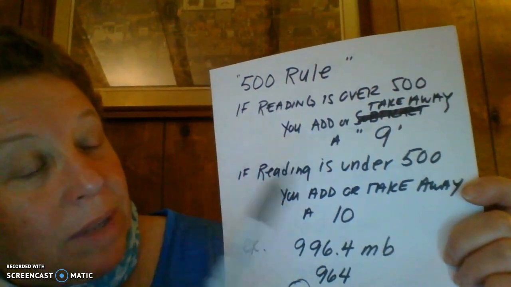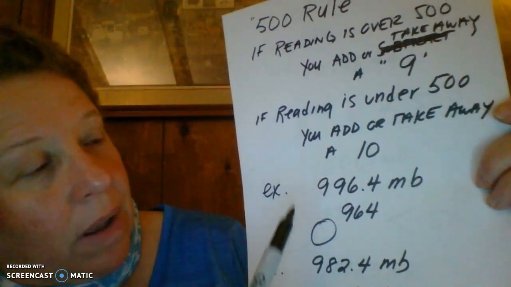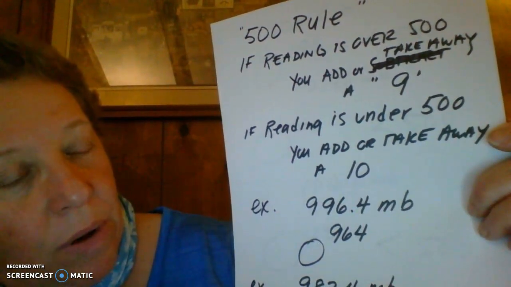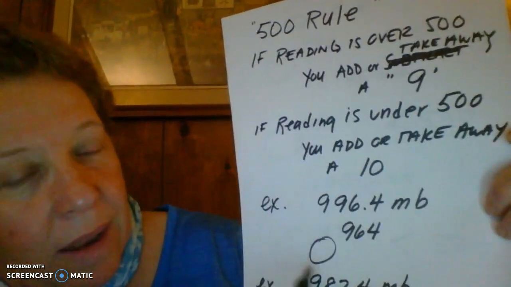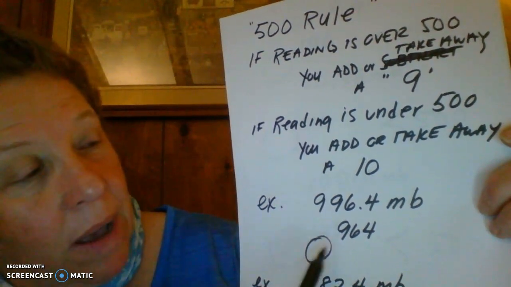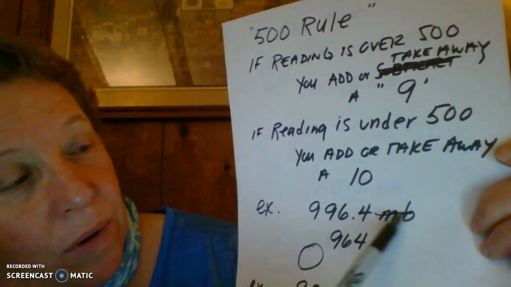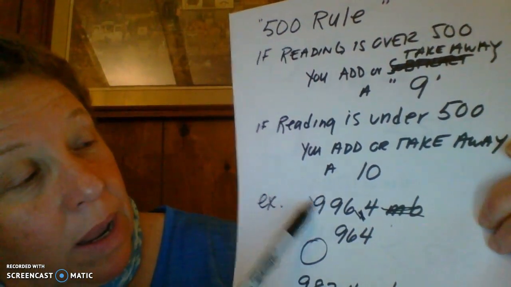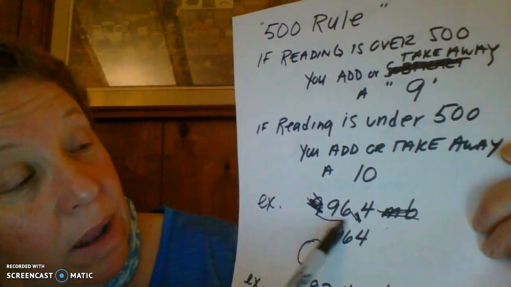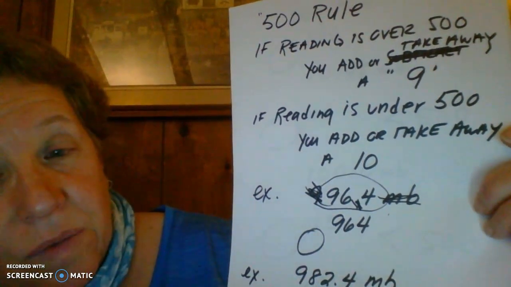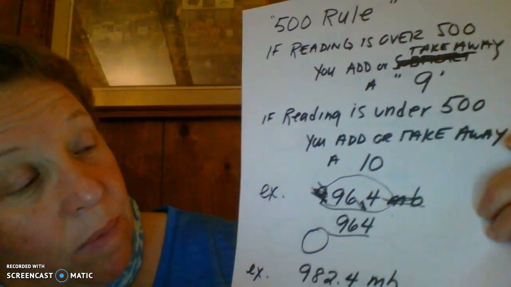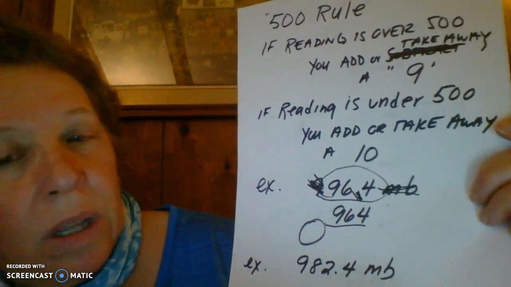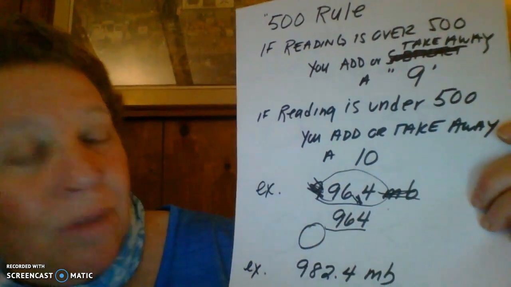For example, down here, I have a full reading of 996.4 millibars. To abbreviate that on the weather station model, I'm getting rid of the units, I'm getting rid of the decimal point, and I'm getting rid of the 9, which leaves me with 964. That's the number I'm going to put abbreviated onto the station model. No units, no decimal point, got rid of the 9.